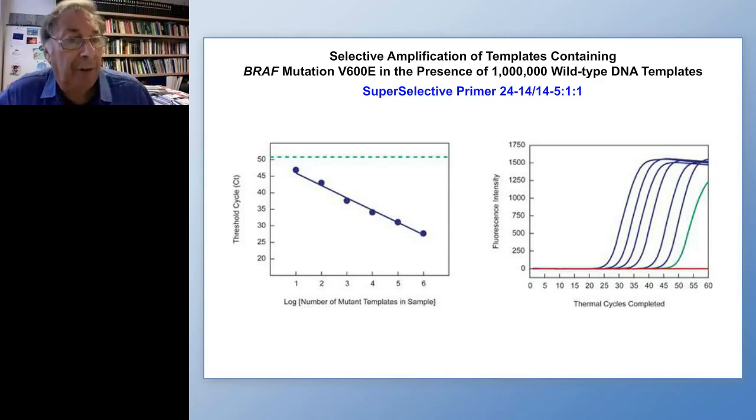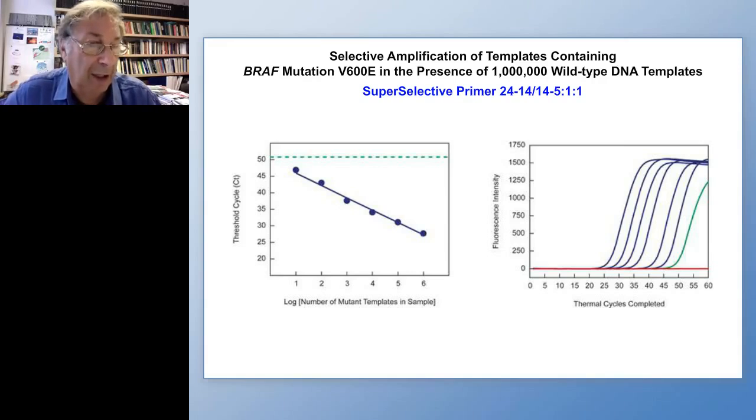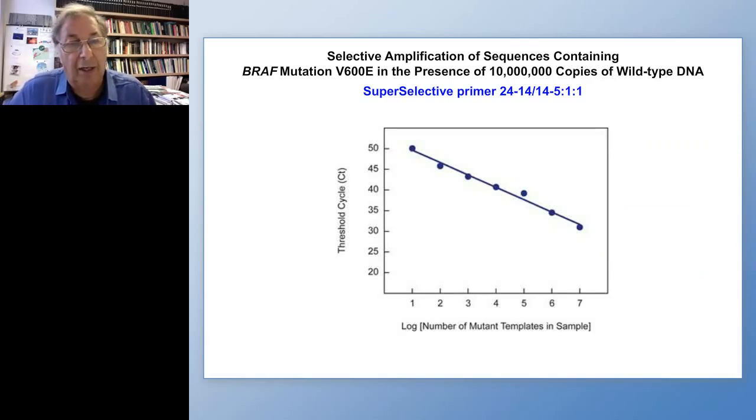However, we tried a different mutation, a BRAF V600E mutation, another one associated with cancer. But this time, the target sequence for the foot of the primer was AT-rich, and we got very beautiful results just using a sort of 14-14 bubble and a 5-1-1 foot. We didn't have to go to the extremes for the GC that we did with the GC-rich EGFR mutation. In fact, we did it even one further using this particular target. We tried 10 million wild type copies and different amounts of mutants and got a straight line for the whole thing.